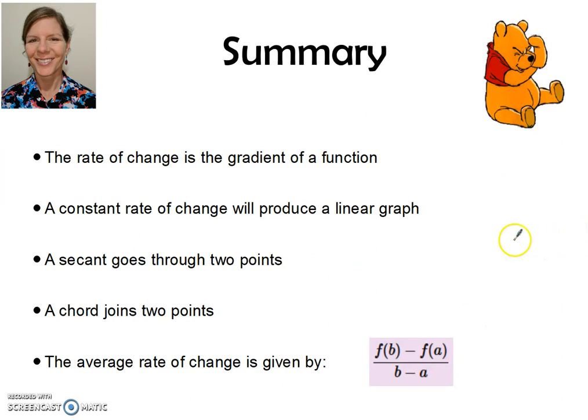So, in summary, the rate of change of a function is the gradient of that function. When you've got a varying function, then obviously the gradient varies all the time. A constant rate of change will produce a linear graph. That's where you start getting your straight lines. A secant goes through 2 points while a chord joins the 2 points. And the average rate of change is given by this formula, over the interval AB. So whatever you define your interval as, that's how you can work out the average rate of change between those 2 points.